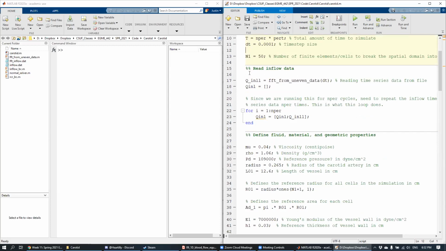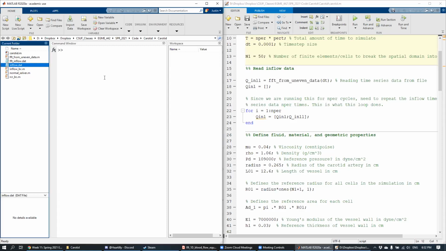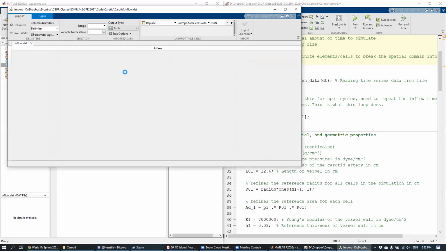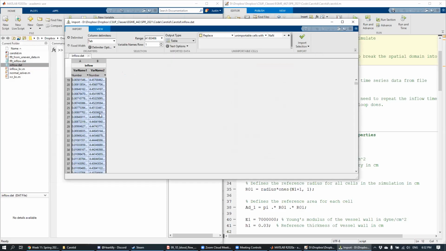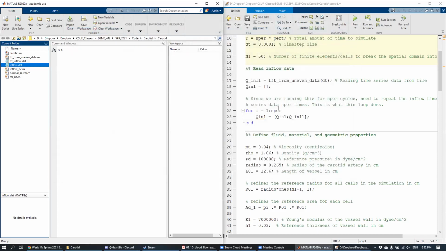Right. Okay. And so from here, you don't really have to read any of this code. And so we're basically just reading the inflow data. And so we're basically taking this inflow.dat right here. That was a mistake to open up in MATLAB, right? And so you can see here, this is the time series data for the inflow, right? And so it's fairly large, right? And so here we're just using MATLAB functions to load that in, and then just putting it in a format that we can use for the simulation.